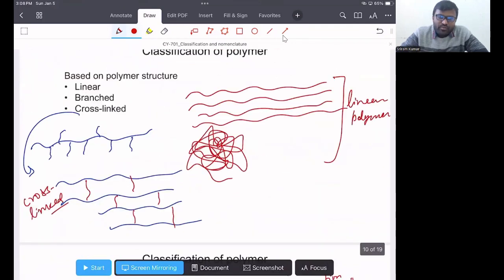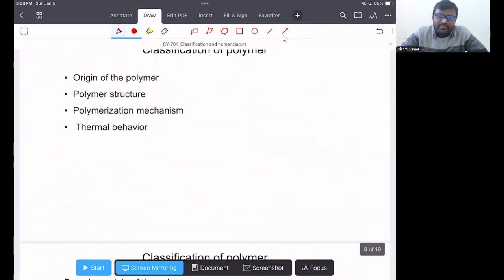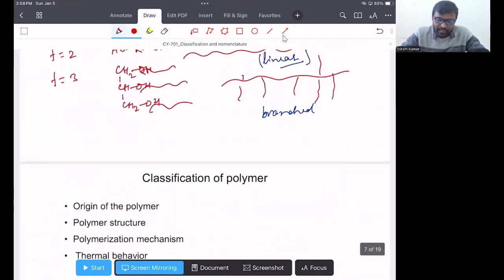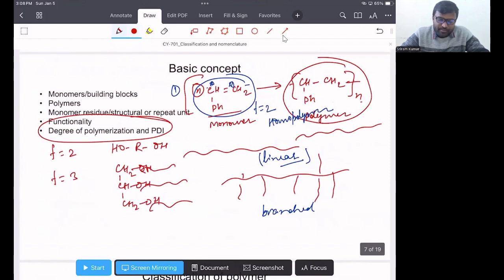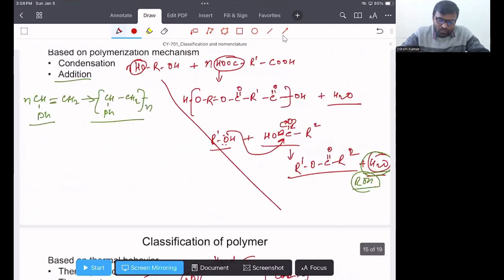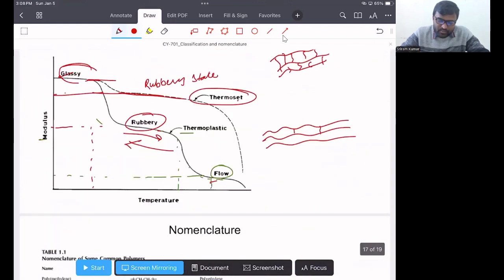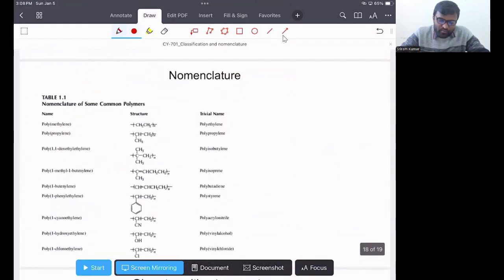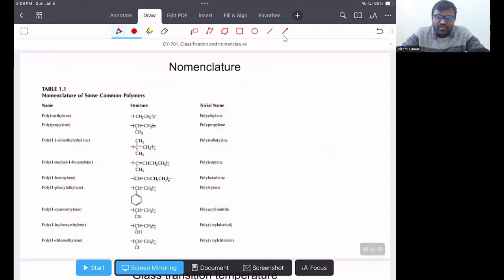Once we have the overall understanding of the kinds of polymers and their properties, we can study some more details about their thermodynamics. We can understand their chemistry and their properties. Okay, so now we are left with nomenclature, and it is better to cover nomenclature in the next class.